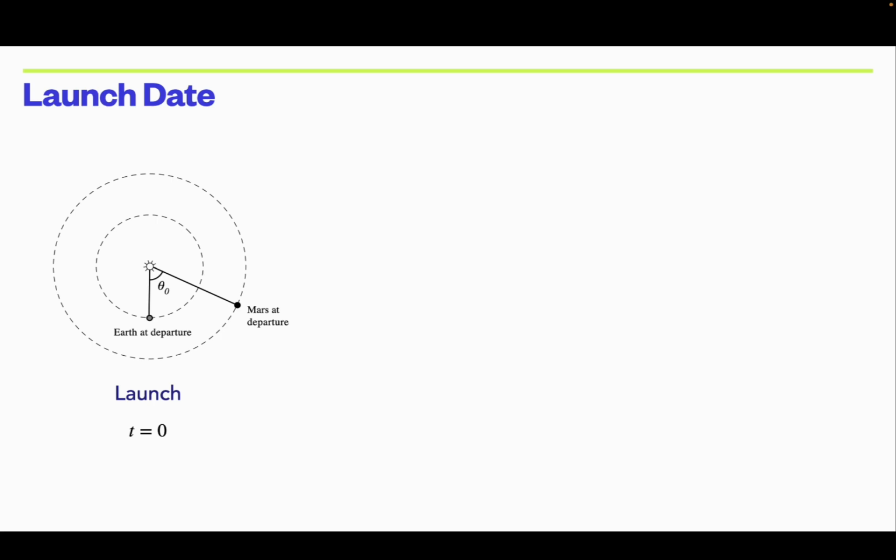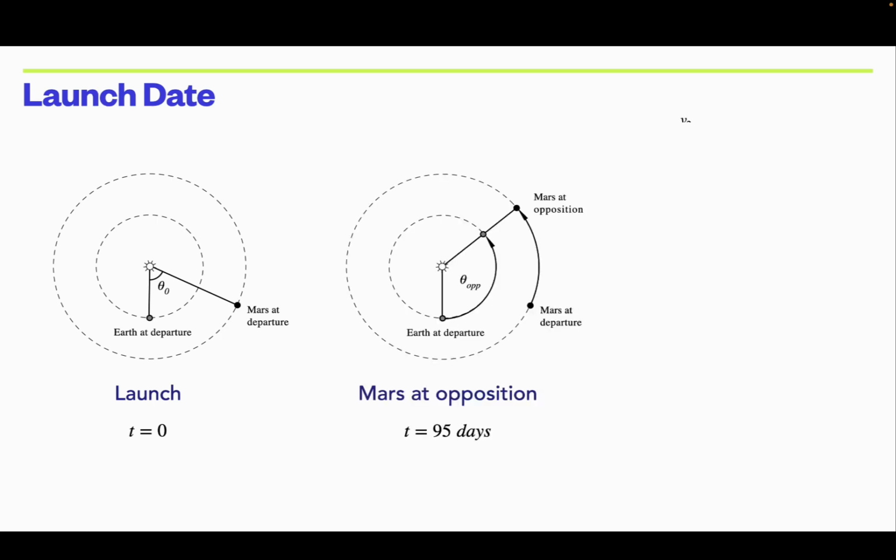A way to figure out the timing is relative to opposition. So after you fire the probe, it's going around, Earth is moving and Mars is moving. The Earth has a shorter period than Mars, and so it'll catch up and lap Mars. So at some point, the Earth is going to pass between the Sun and the Mars, and so we'll say that Mars is at opposition here.